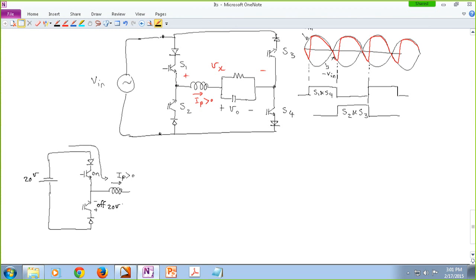So please do not make this mistake. This diode does not turn on and off based on this voltage. It turns on and off based on the current of the inductor. If the current of the inductor is in a direction that is pushing the diode to turn on, then the diode is going to turn on.